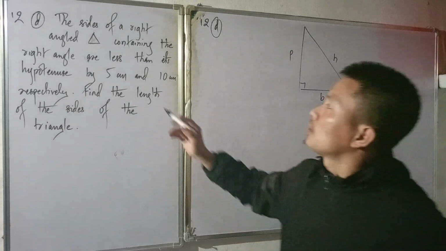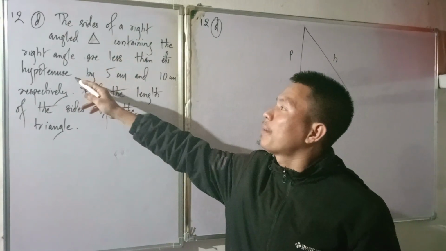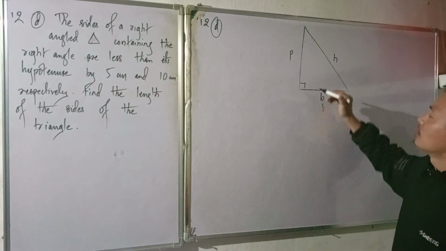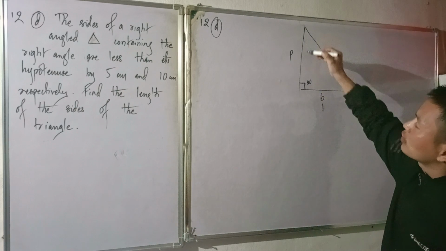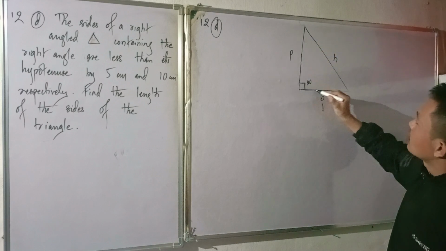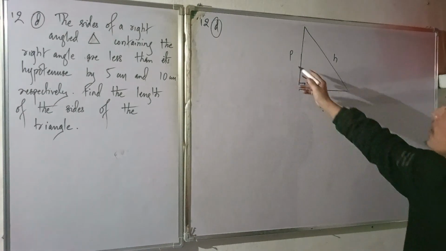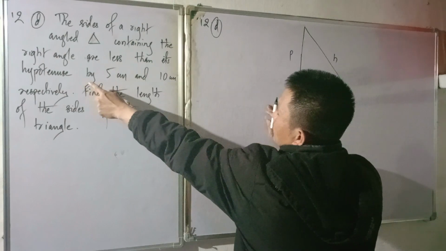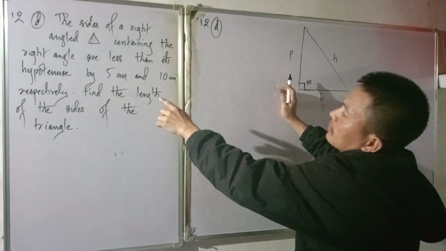So the sides of a right angle triangle containing the right angle are less than its hypotenuse. The sides which contain the right angle means the sides forming the right angle. This is the right angle, 90 degrees, and the sides which form the right angle are this side and this side, which means the perpendicular and base. So this perpendicular and base are less.